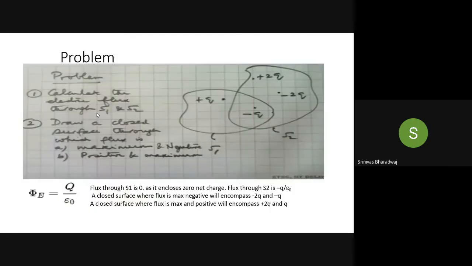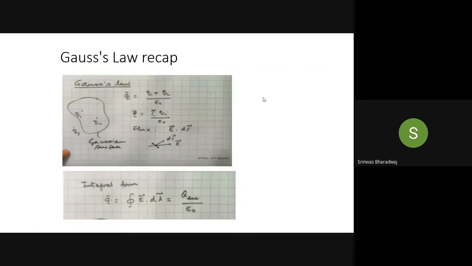Okay, so calculate the electric flux through S1 and S2. Now he has multiple charges. S1 has a net enclosed charge of 0, so the net flux through S1 is 0. S2 has a net enclosed charge of minus Q, so the net flux will be minus Q by epsilon naught. So find the enclosed charge, and then use that to understand Gauss's law. That's the important set of ideas here.